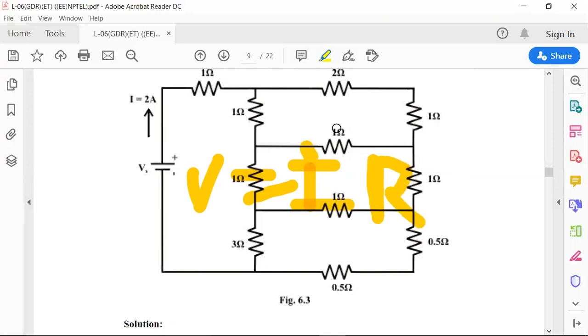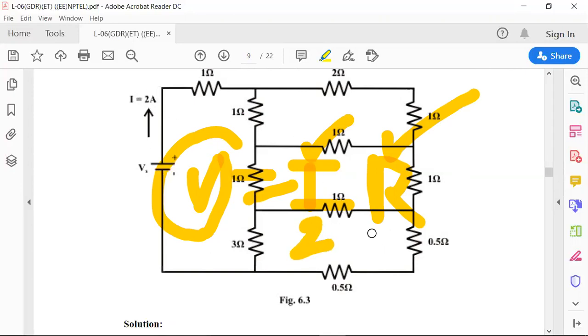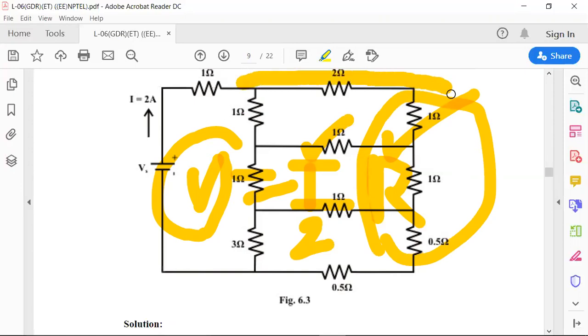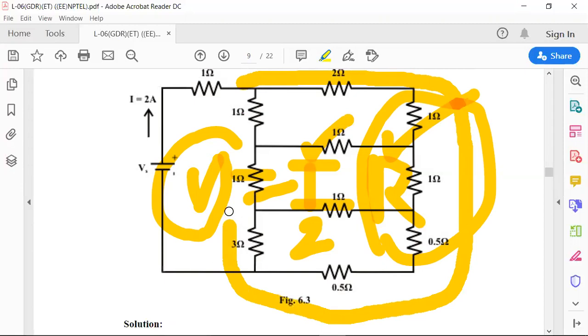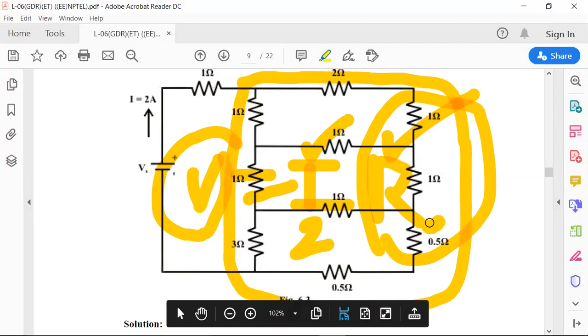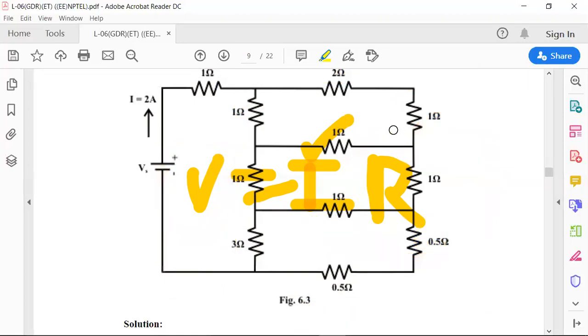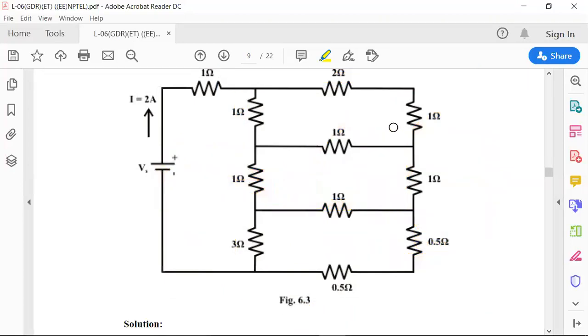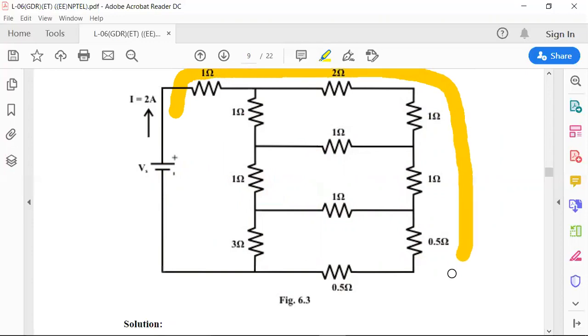If you know the value of current and the value of resistance, then you can find the value of voltage. Here you know the value of current, 2 amps. And where is the value of resistance? For that, you need to find the entire resistance, that is nothing but R equivalent, from this circuit. Hope it is clear. So now your job is to find the resistance of this complete circuit.